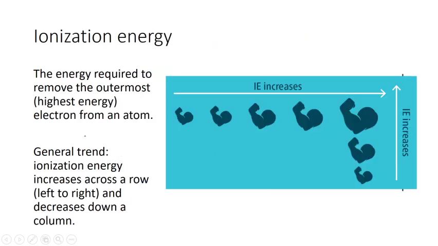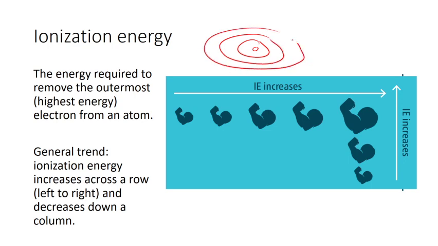Next one, ionization energy. And this is the energy required to remove the outermost electron from any atom, right? So again, if we draw our atom here, if we've got electrons out here, it's going to be removing the outermost electron from an atom, and it's the energy required to do that. So this trend, as you go across here, it's going to take more energy, right?